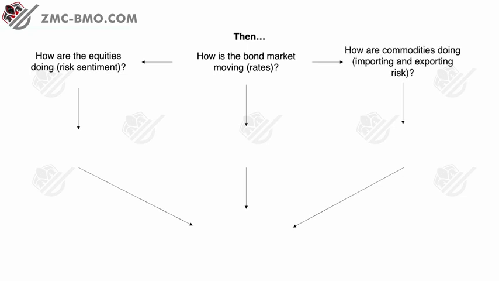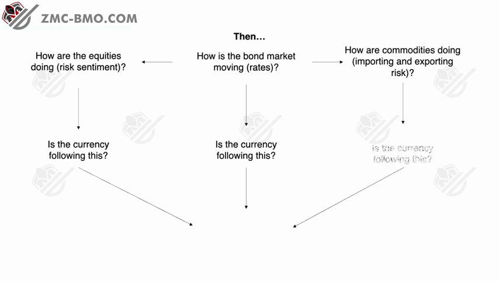From an importing and exporting risk, what we mean is if oil is moving higher, that's generally good for the CAD and bad for the euro, for example, because CAD exports a lot of oil, and on the importing side, Europe imports a lot. So does Japan. So CAD yen might pop higher, Euro CAD might pop lower, from a cross-asset correlation. Then, of course, is the currency following the bonds, or is it following what commodities are doing?